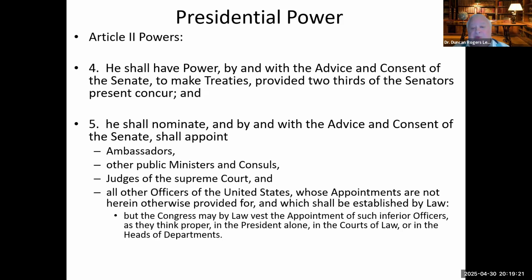But the Congress may by law vest the appointment of such inferior officers as they think proper in the president alone, in the courts of law, or in the heads of departments. And that's another expansion of power there.